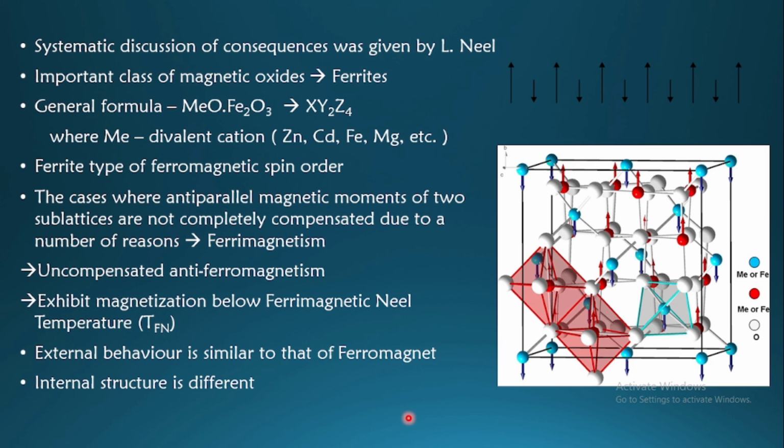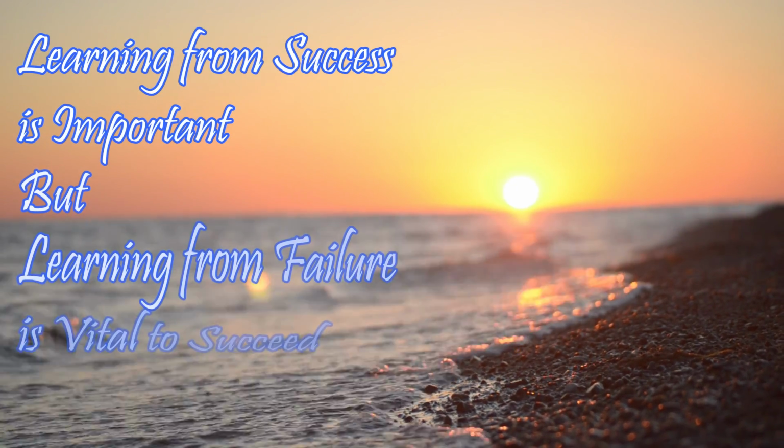And this is about the brief history, ferrimagnetic order, that is the nature of magnetic moments or spins, then the general formula, what ferrites or ferrimagnetic materials are, and their nature. In the next class, we are going to deal with the structure and different types of ferrites.